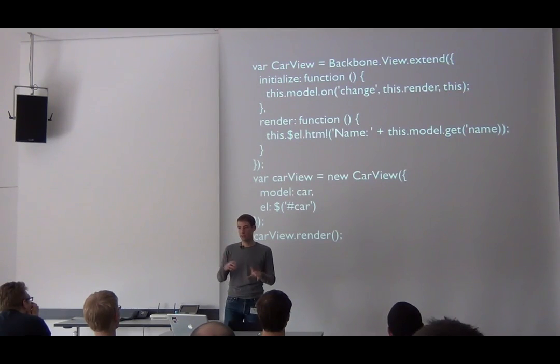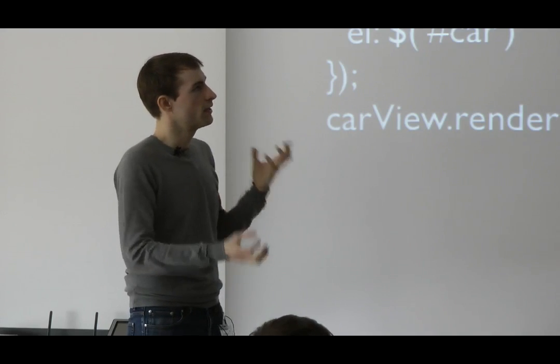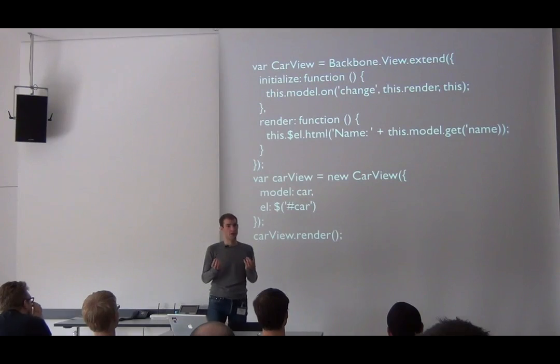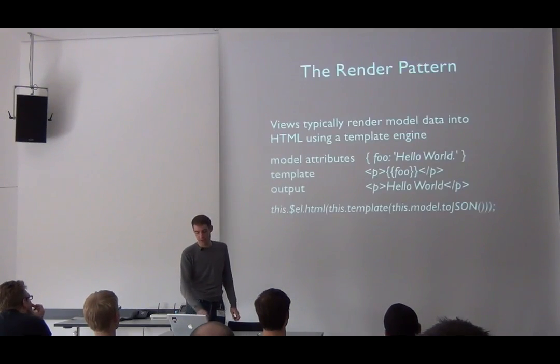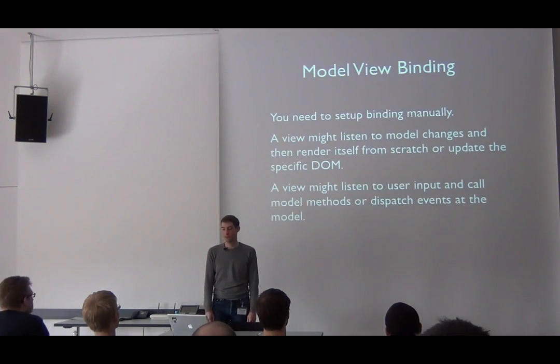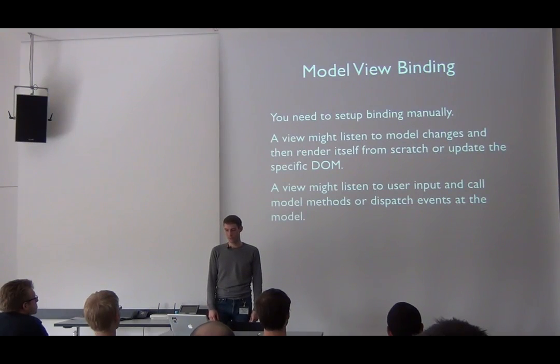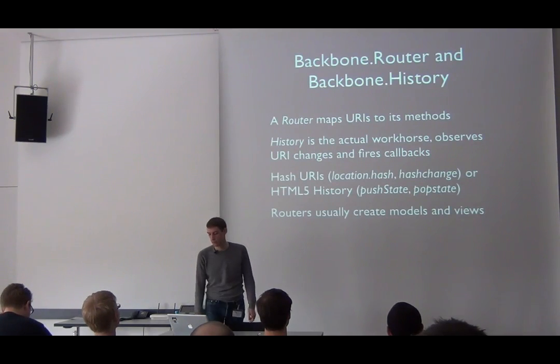So this is a very, very basic example. Of course, in real life, you don't need to render the whole view if the model changes. You can set up the binding more precisely. So basically, I want to say you have to set up model view binding yourself. There's no automatic mechanism in Backbone. I will skip the rest of this.